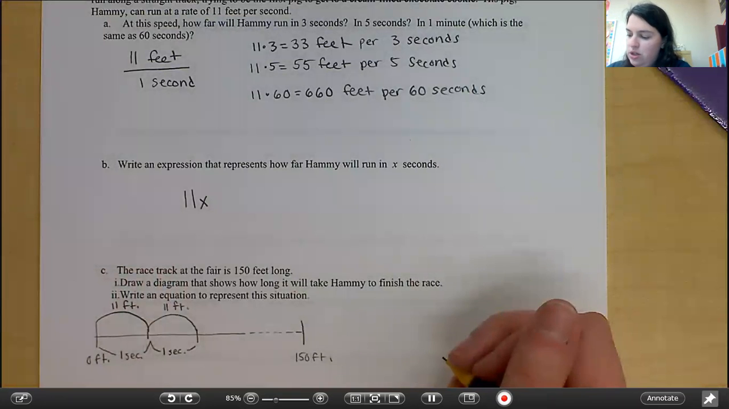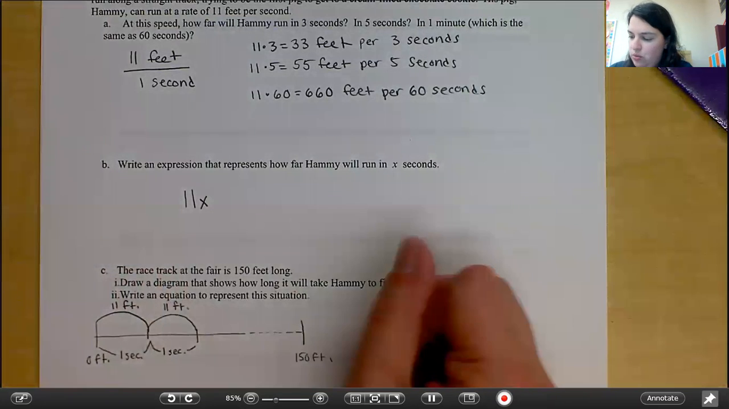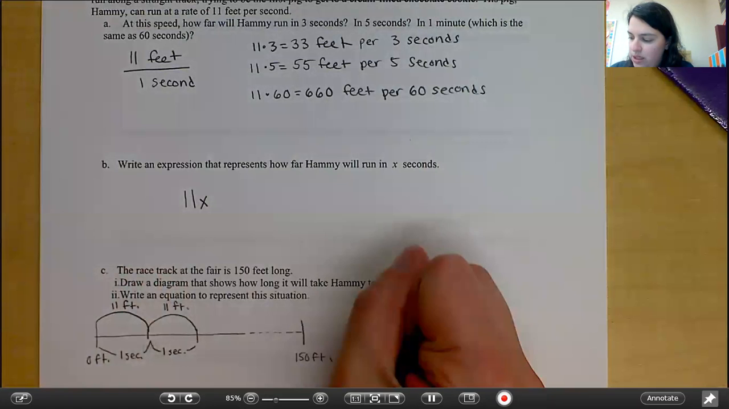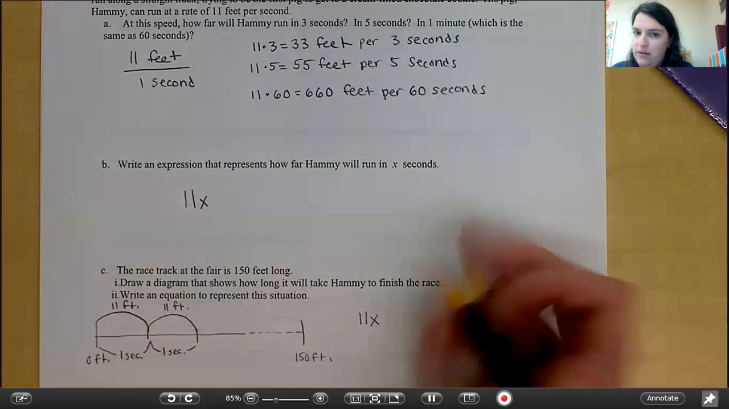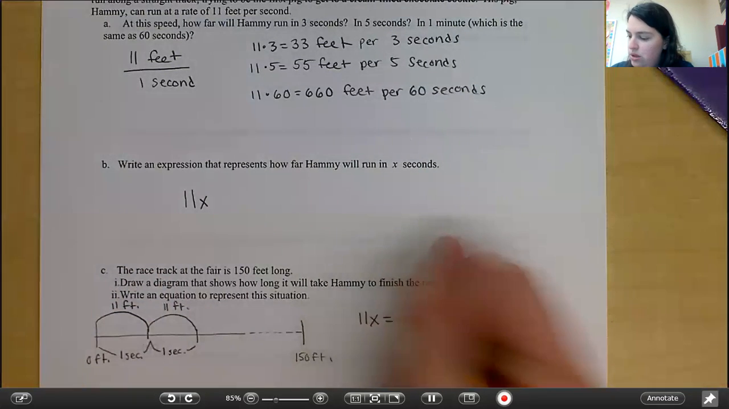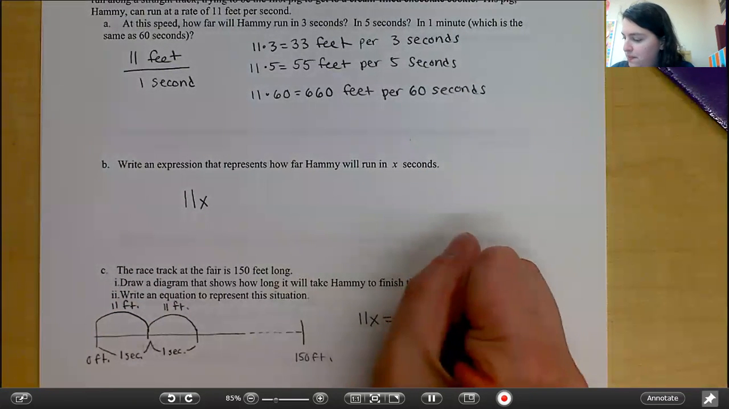Part 2 says, write the equation to express this situation. So we know from up here, we don't know how many seconds it's going to take for him to finish the race. So 11x, because he runs 11 feet per second, equals the length of the race, which is 150.